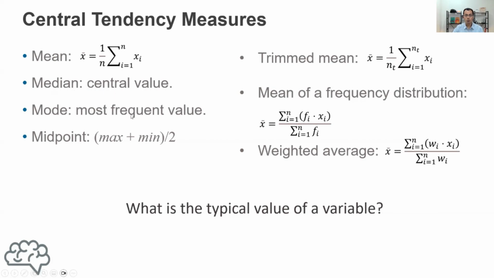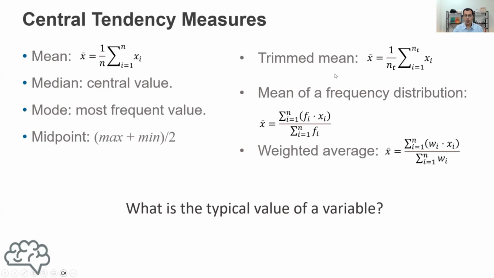The mode is the most frequent value. The mode is usually used for categorical variables. The midpoint is obtained by taking the two extremes of the data distribution, summing these two values, and dividing by 2. The trimmed mean has a different philosophy.